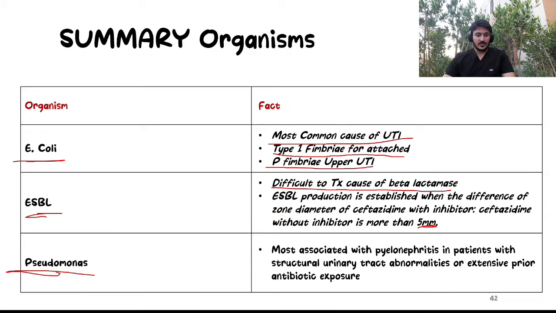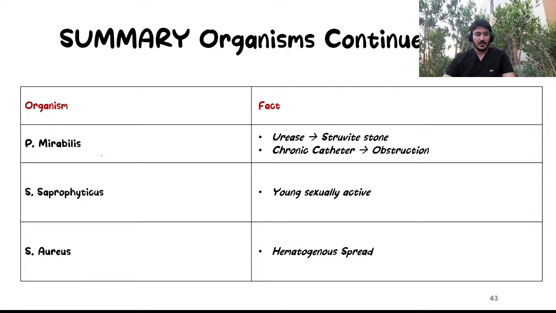For Pseudomonas, what do we need to remember? We need to remember it's the most associated with pyelonephritis in patients with structural abnormalities in the urinary tract or extensive prior antibiotic exposure. Moving on, we have Proteus mirabilis. We need to remember high urease activity. This high urease activity will lead to struvite stone. And chronic catheter use, like chronic catheter infections by Proteus mirabilis, will lead to obstruction.